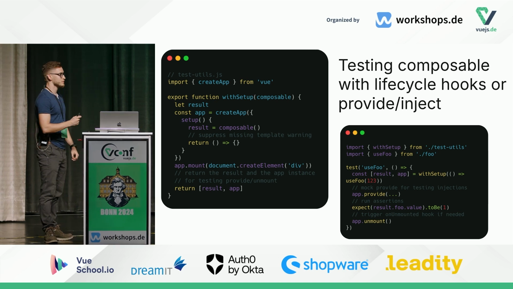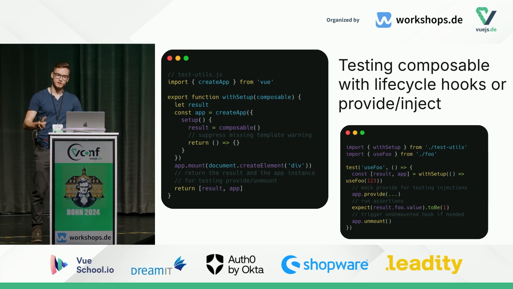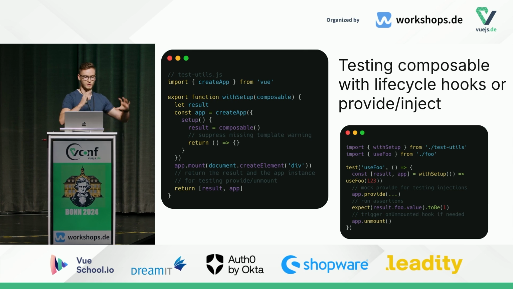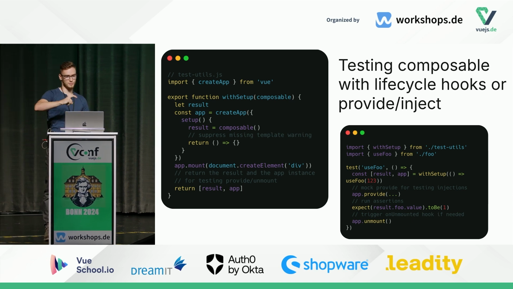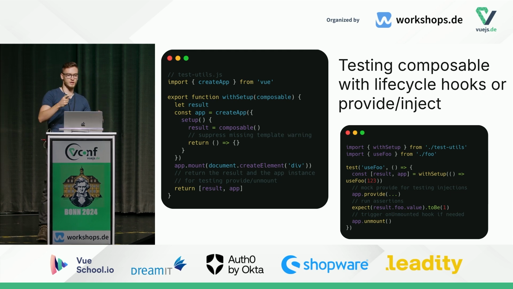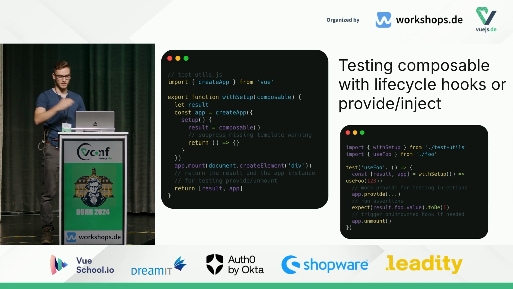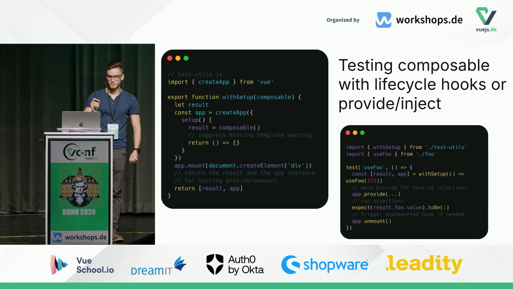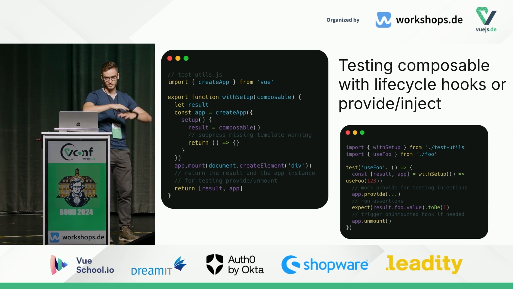It's getting a bit more difficult if our composable uses lifecycle hooks or provide/inject. In this case, we would need to create a utility function, as in this example withSetup, that will accept a composable as a parameter. It will wrap the composable in a host component that, in a setup function, will run the composable, and it will return a result and the mounted app. So then in our test case, we can run withSetup with the composable as a passed parameter, have access to both result and app, and then test how it behaves while using provide, inject, and even unmount.